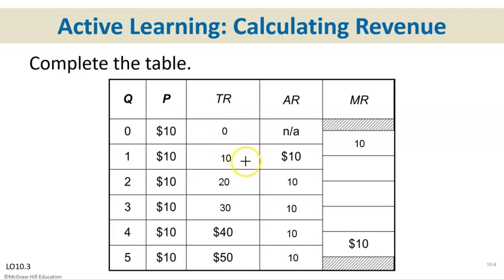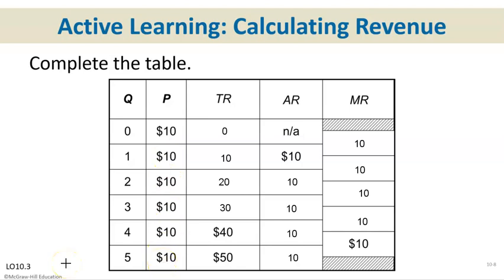When they made the second one, then total revenue went up again by $10. Remember, you can take the second total revenue, subtract the first one. So 20 minus 10 would give you your answer. And then here, 30 minus 20, again, went up by 10 and went up by 10 again. So we got that average revenue is always the same, and marginal revenue is also always $10. So marginal revenue is also equal to the price.